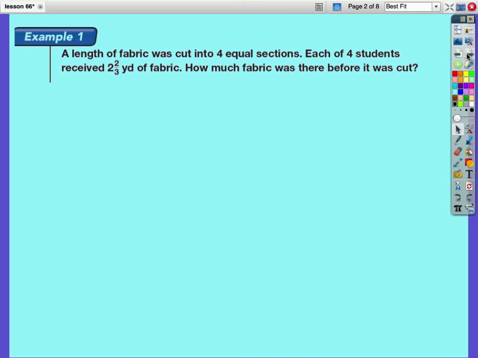So we're going to take our 2 2/3, we're going to multiply that by the 4 sections that there are. Now, before we do this multiplication, we need to turn our numbers into improper fractions. So remember, take the bottom times the whole number, so 3 times 2 is 6. Add the top number, we get 8. The bottom number stays the same. For 4, remember that 4 is 4 over 1.